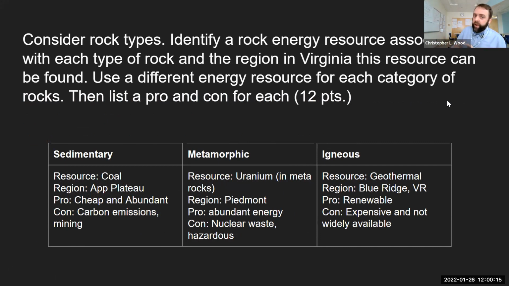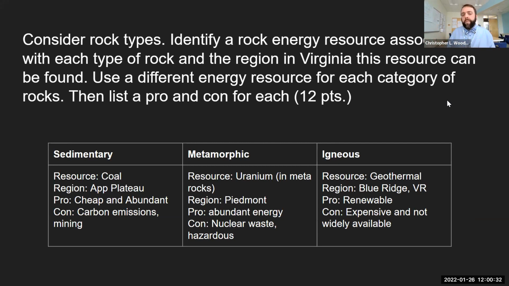All right, so let's start with sedimentary. We primarily, of course, find that in the Appalachian Plateau. Coal, we would typically find in the Appalachian Plateau. That's our energy resource. Pro, of course, it's very cheap, lots of it. Con, carbon emissions, and mining is pretty dangerous.